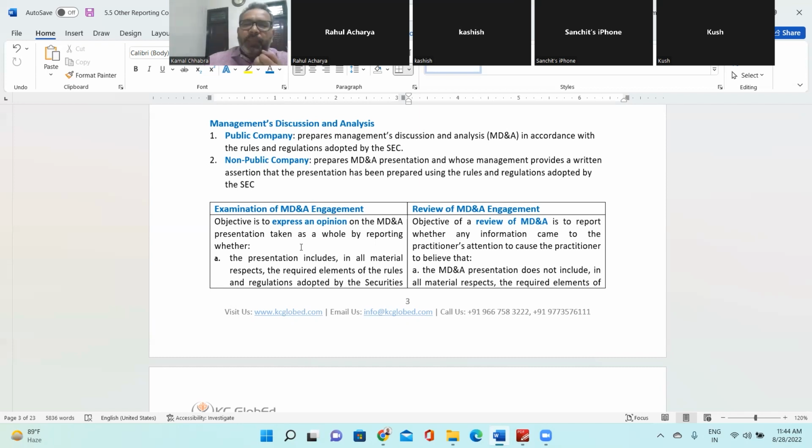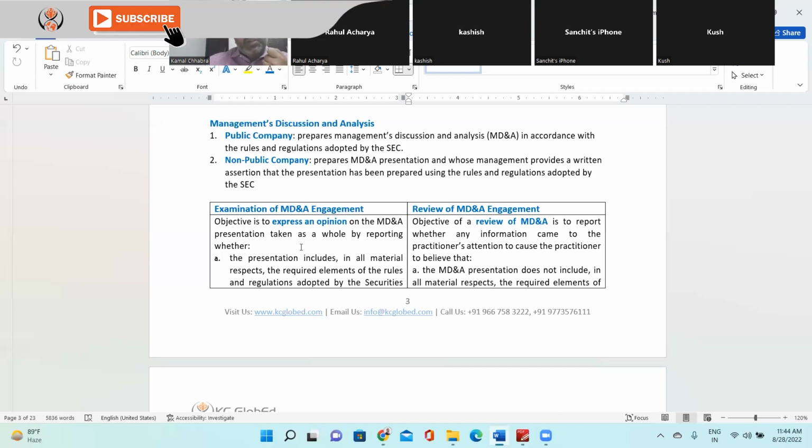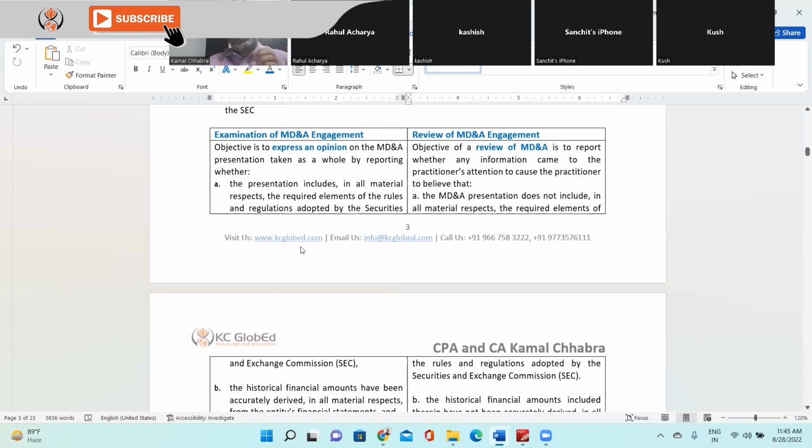So there might be a possibility that an entity may hire or engage you to perform an examination of the MD&A or a review of the MD&A, right? If they engage you for an examination of the MD&A, look at the left hand side. The objective is to express an opinion on the MD&A now, not on the financial statements. The financial statements you are auditing. In addition to that, they have given you an engagement to examine the MD&A as well.